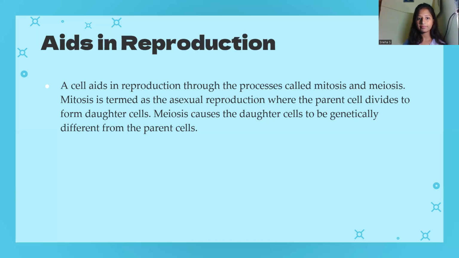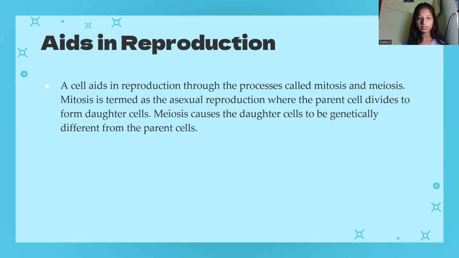See, whenever a cell divides into two in asexual reproduction, one cell is getting divided into two, and it is nothing but daughter cells being produced. But in sexual reproduction, there will be a process of meiosis in which secondary cells will be divided, and genetically they'll be different from the parent cells.